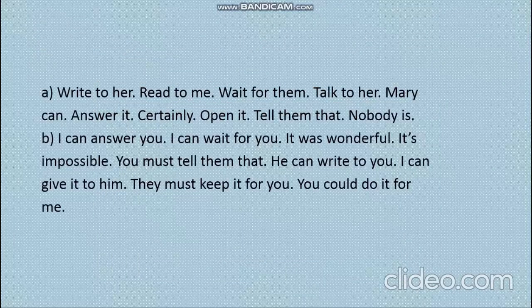Now, I think that we will cope with the task. For example, in the pattern, right to here. Here you must find stressed words and unstressed words. Please try to remember Jennifer's advice.